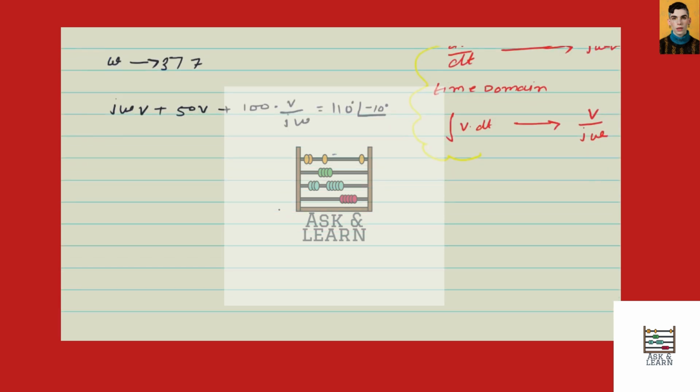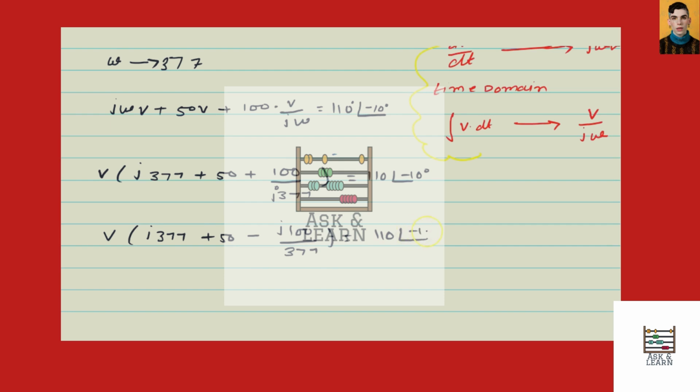Now by solving this equation, we simply take V as common. So V times (j·377 + 50 + 100/(j·377)) equals 110 angle of −10 degrees. Now we can transfer the j into the numerator form, so it is simply −j·100/377.